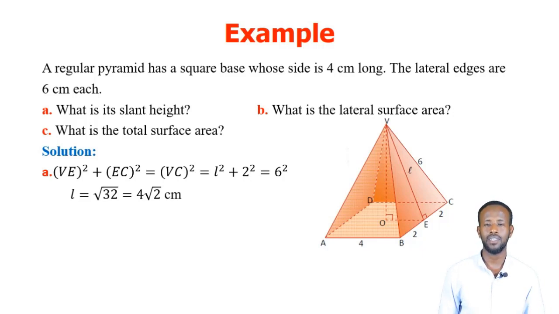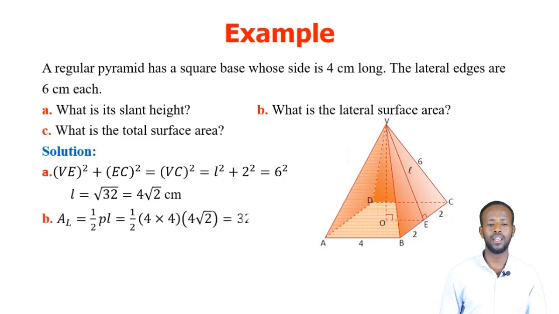Now let us see B, the lateral surface area. The lateral surface area is obtained by what? Half of perimeter times slant height, isn't it? Very good. Let us say the lateral surface area is equal to half of 4 times 4 times the slant height. 4 times 4, why? Because all the four sides are equal. So if you multiply 4 by 4, it will be the perimeter. 4 radical 2 is the slant height. Therefore, this will give us 32 radical 2 centimeter squared. This is the lateral surface area.